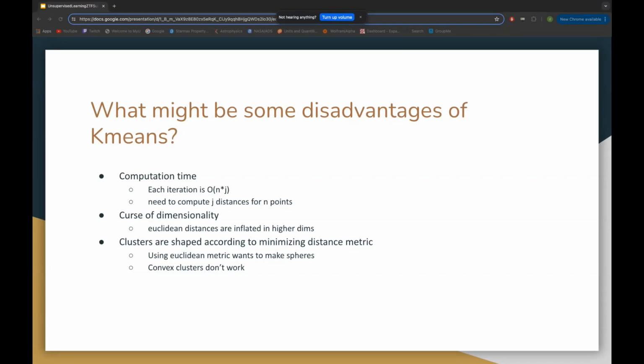One that I didn't put here, which is a good question to think about, is determining the number of clusters. That's kind of vague, and k-means isn't quite equipped to help you determine the number of clusters. Okay, so any more questions about k-means before I move on to the next one?